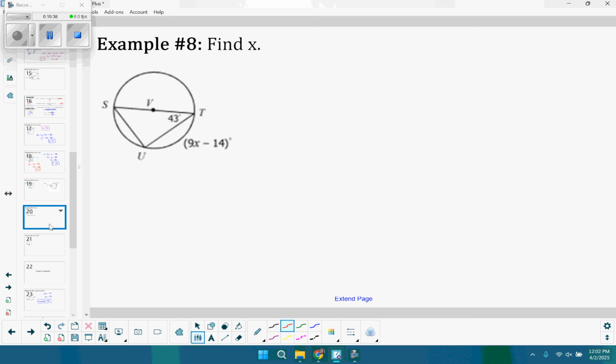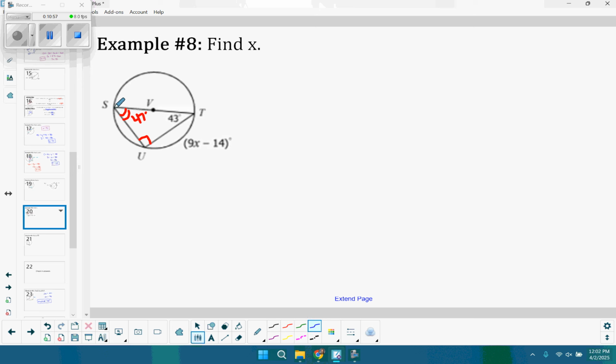For our final example, we see a triangle that's inscribed in the circle. The diameter is one of the sides, making it a right triangle. So this angle over here, since they had to add to 180, would be 47 degrees.